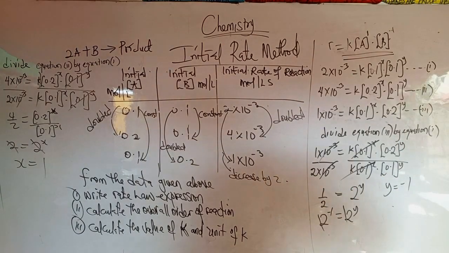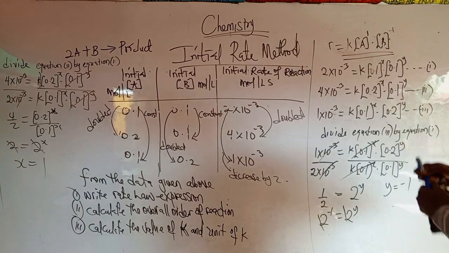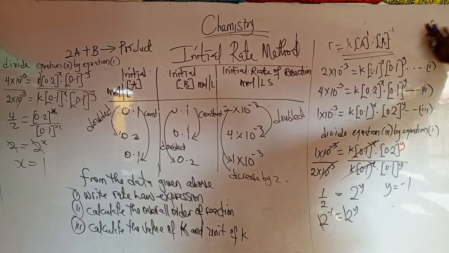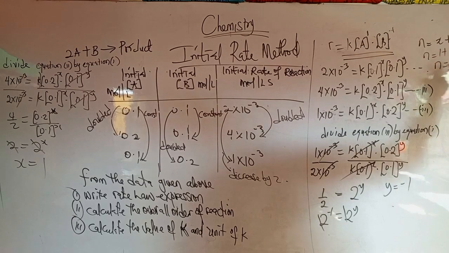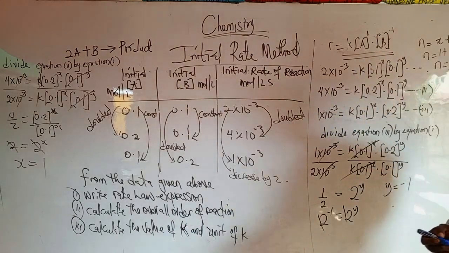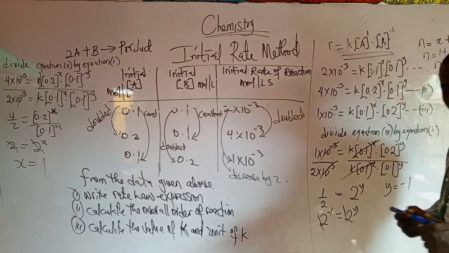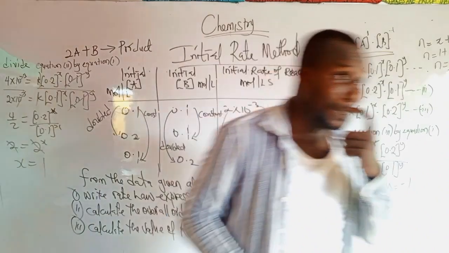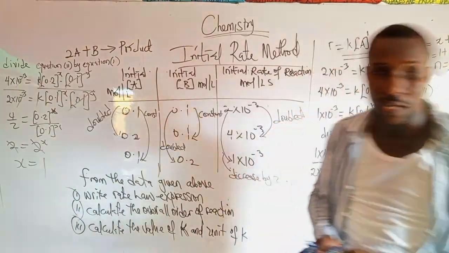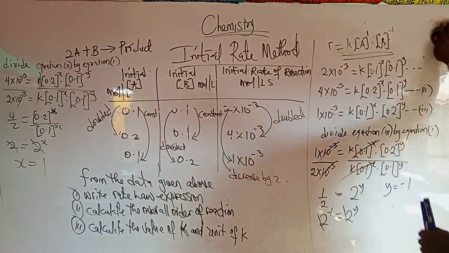calculate the overall order of the reaction. What is the overall order of reaction? Overall order of reaction is X plus Y. That means from there, N equal to 1 plus minus 1. Therefore, N equal to 0. That means the overall order of this reaction is 0.